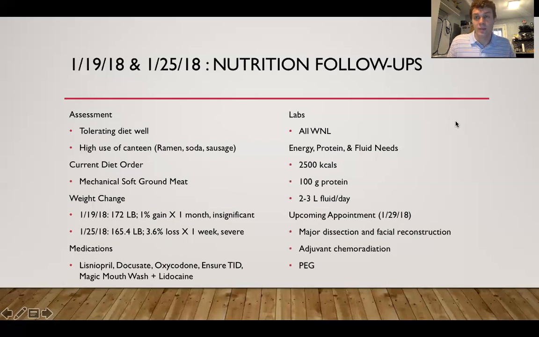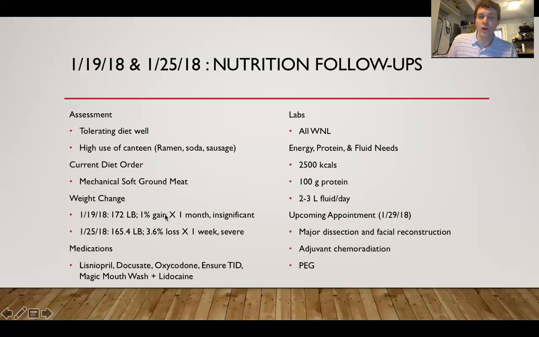He was tolerating the mechanical soft ground meat diet very well. He was even eating out of the canteen: ramen noodles, drinking a lot of soda, eating sausage, like breakfast sandwiches and those processed sausage links that you can get, kind of a jerky stick type of thing. As I said, he was tolerating the diet very well.